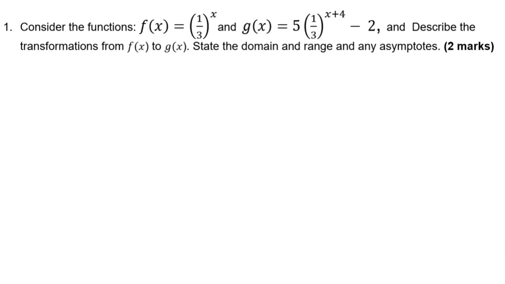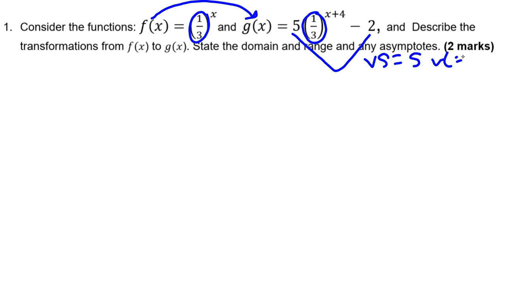Okay, in this question, we have two functions, f of x and g of x, and we want to look at the transformation from f to g. Now, first thing I notice is they do have the same base, so we do have the same exponential function. So looking at g of x, on the outside of the function, this is anything vertical. Let me just abbreviate that. A vertical stretch of 5 and a vertical translation of 2 units down.